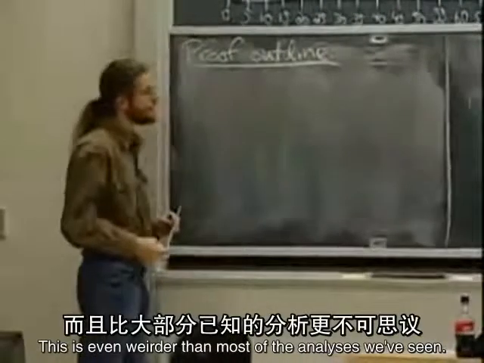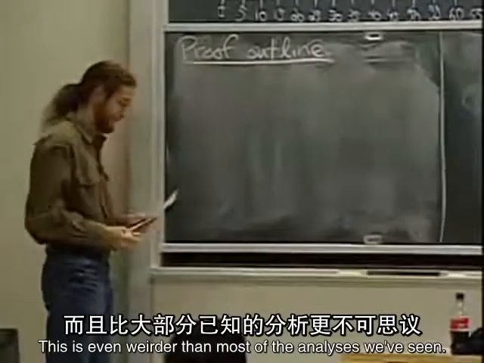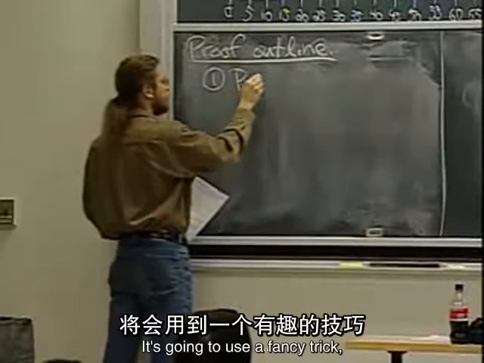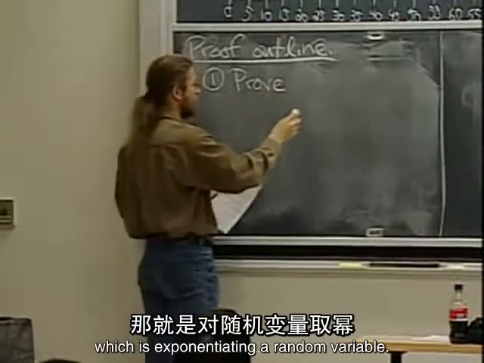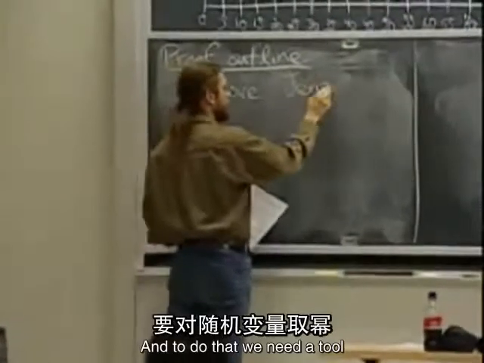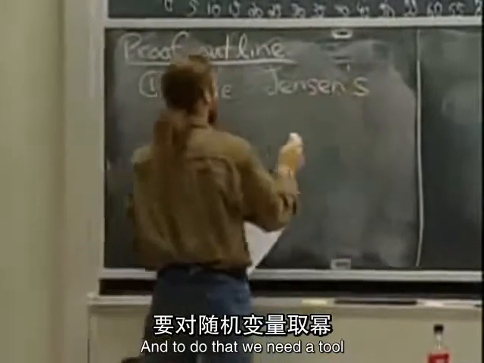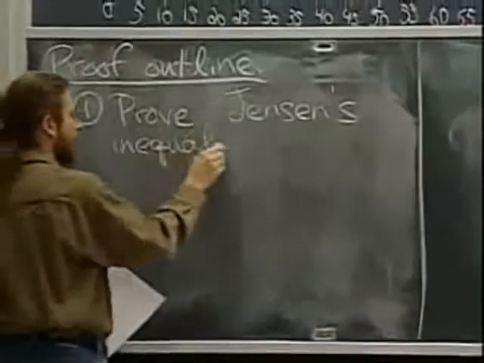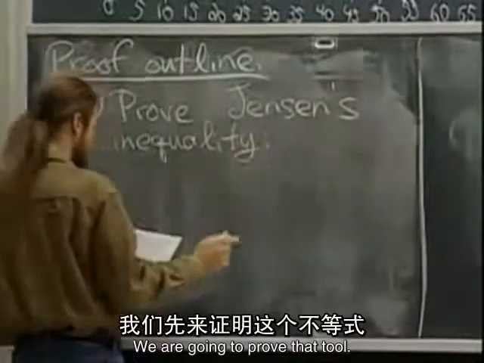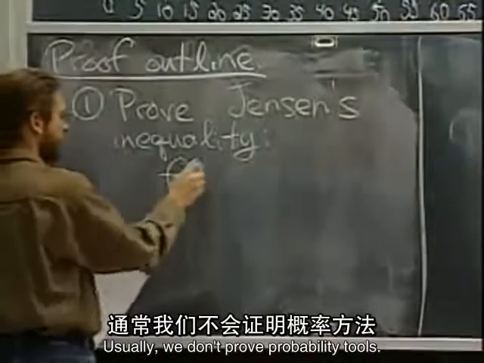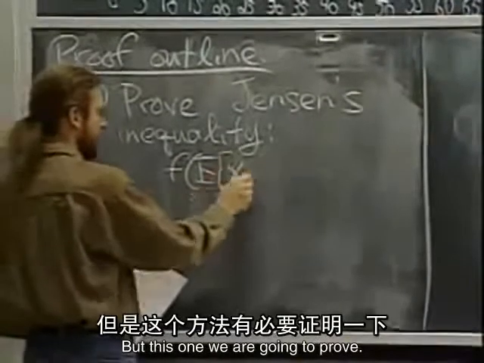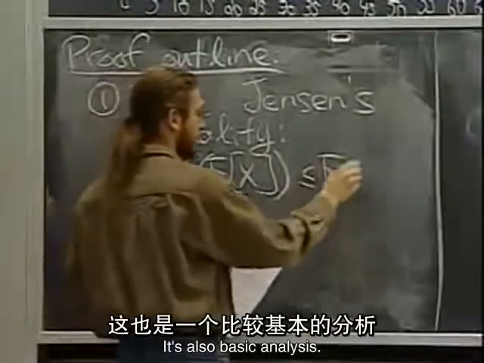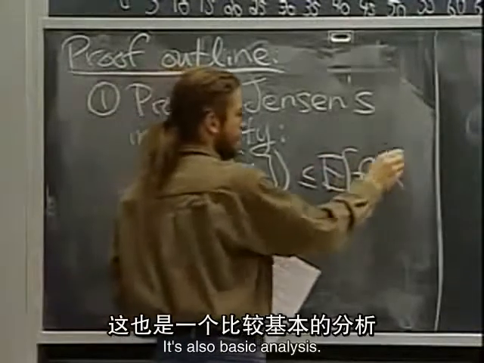This is even weirder than most of the analyses we've seen. It's going to use a fancy trick, which is exponentiating a random variable. And to do that, we need a tool called Jensen's inequality. We're going to prove that tool. Usually we don't prove probability tools, but this one we're going to prove. It's not too hard. It involves some basic analysis.